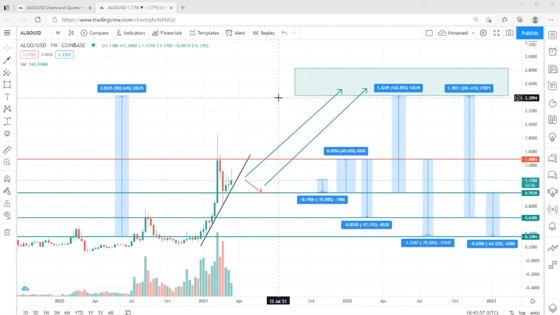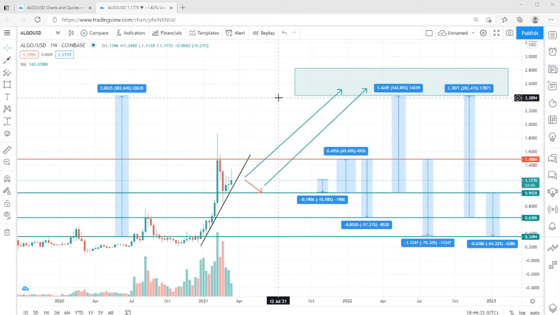Even the 63 cents support would see a 283% return, confirming the long-term pattern on the chart. That kind of potential makes Algorand very worth paying attention to for this individual. And we are looking at this price action, and we'll be continuing to look at this price action.